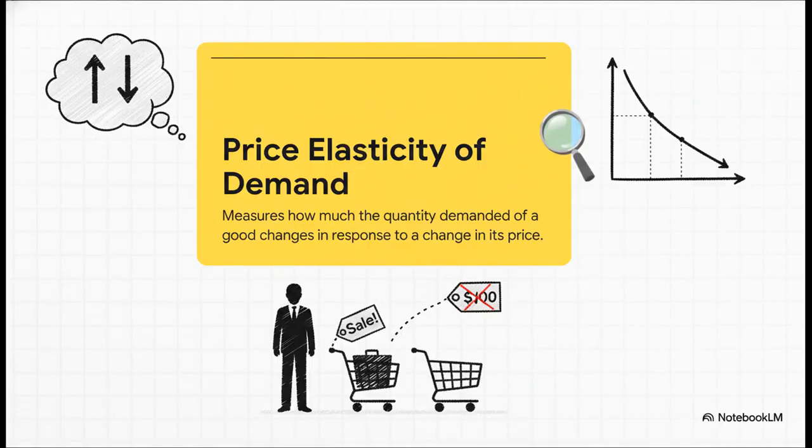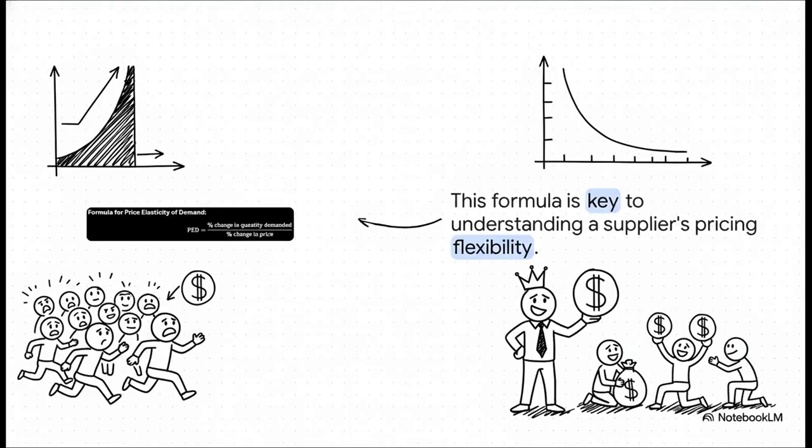This brings us to a really important economic concept, price elasticity of demand, or PED. Now I know it sounds a bit academic, right? But all it really means is how sensitive are customers to price changes? If a supplier raises their price, how many customers are they actually going to lose? Understanding this helps you figure out how much pricing power your supplier really has. And the formula itself is pretty simple. It's just the percentage change in the quantity people buy divided by the percentage change in price.